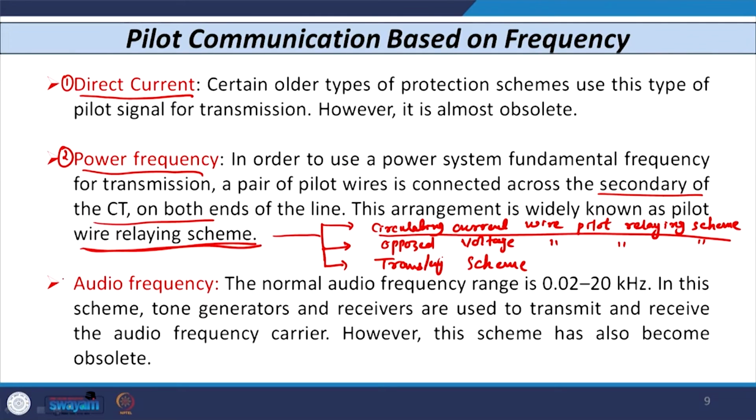Now, the third type of communication is through audio frequency. When we transmit the signal through audio, the normal frequency range is 0.02 to 20 kilohertz, and usually in earlier cases they used several generators known as tone generators and receivers to transmit and receive the signal, that is, our audio frequency carrier signal, which you have to install at each and every bus. Then you can transmit the data, and accordingly your relay or protective device can take the appropriate decision.